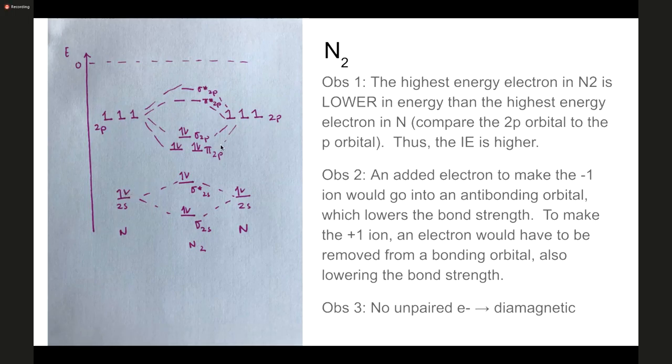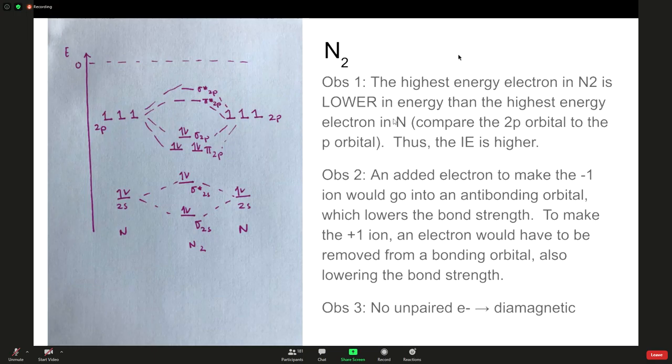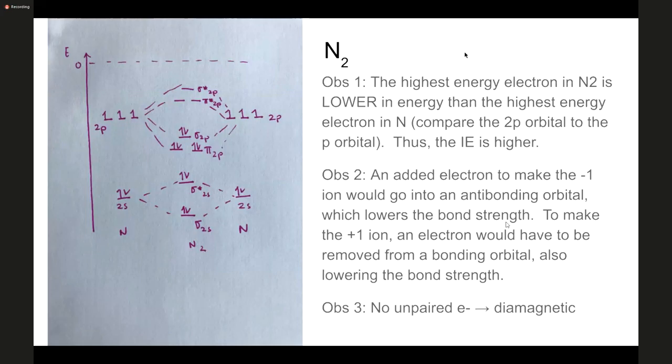I know it's here, but does anyone want to say in their own words what they said? So the first observation, again, was that the ionization energy of the molecule is greater than that of the individual atoms. Does someone want to explain that in their own words? Yeah, Drew.